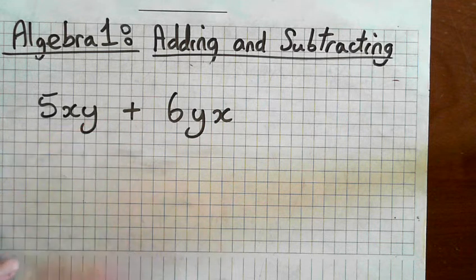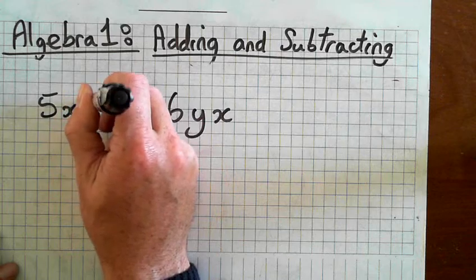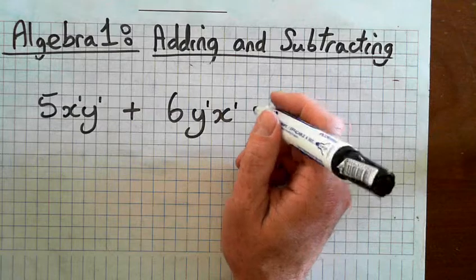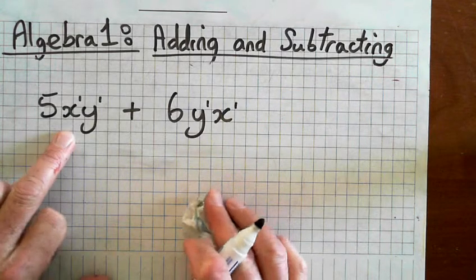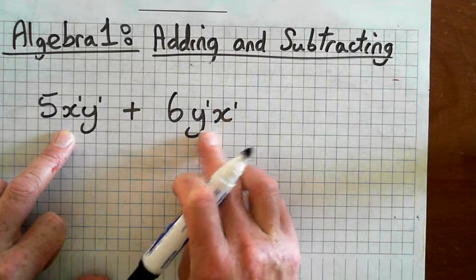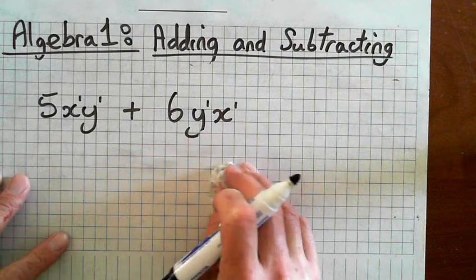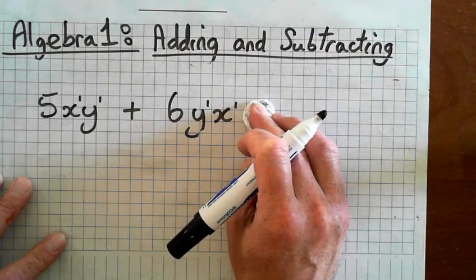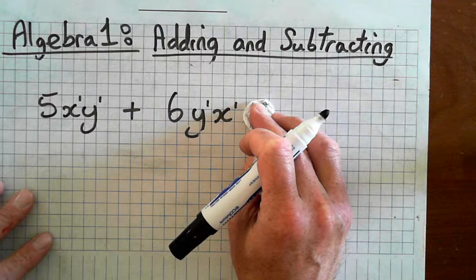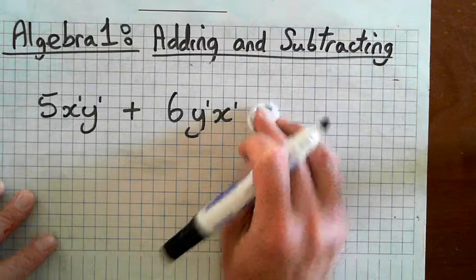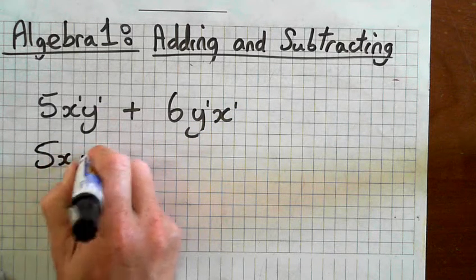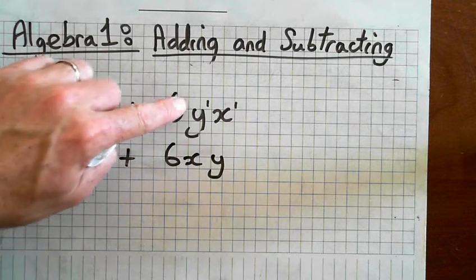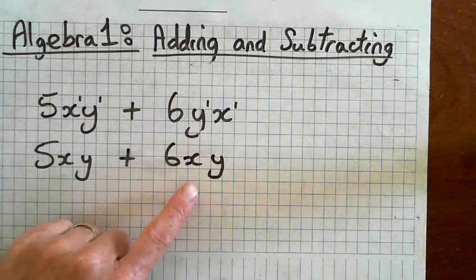xy in algebra, so that's x to the power of 1, y to the power of 1. It's the same as y to the power of 1 times x to the power of 1. So in algebra, you should always write them in alphabetical order. If this was written correctly, it would be written 6, not yx. Tell me? 6xy. So it's the same thing. That is exactly the same value as that.